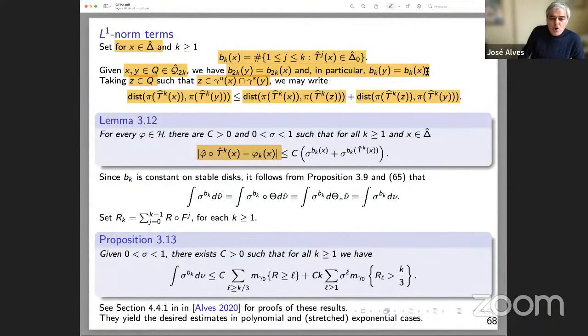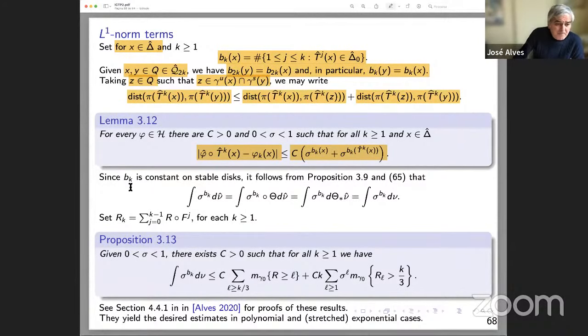And so we can control this. The idea is that every time we come to the ground level, we have expansion in the unstable direction and contraction in the stable direction. We can control this by this quantity here. Sigma is essentially the rate of expansion and contraction. So we can control that, essentially estimating the number of visits.